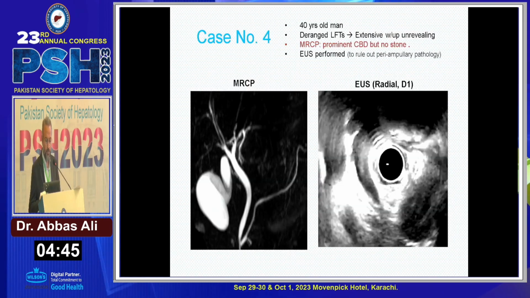This is case number 4. This is of a 40-year-old man who presented with deranged LFTs. Extensive workup was unrevealing. The MRCP appeared normal, and the EUS was then planned to look for any periampullary pathology.